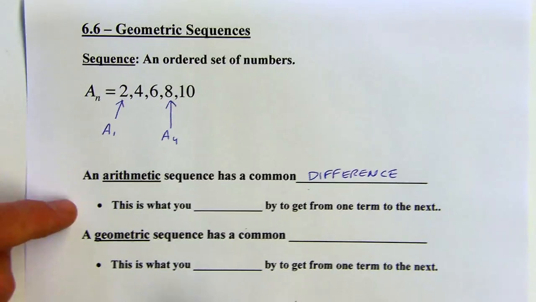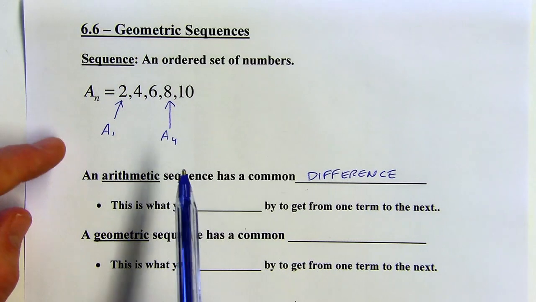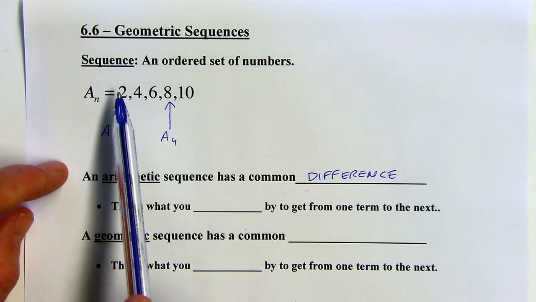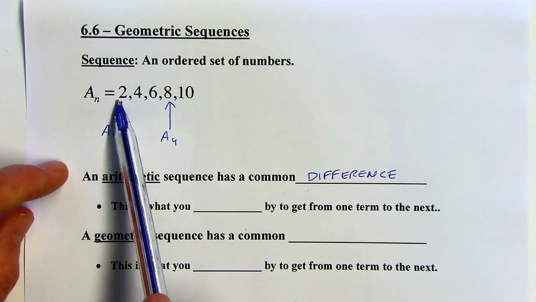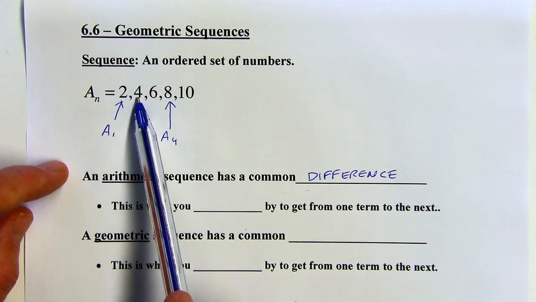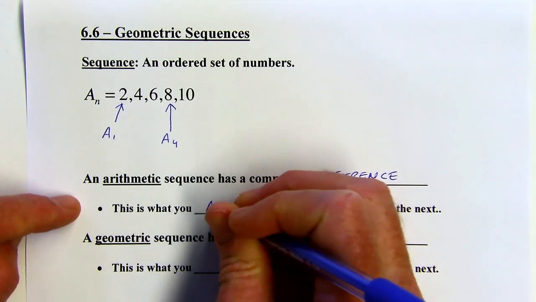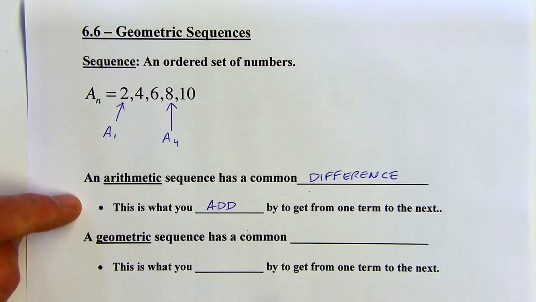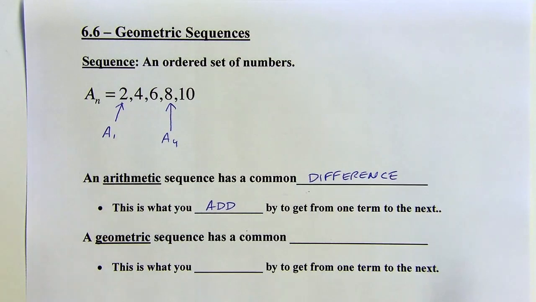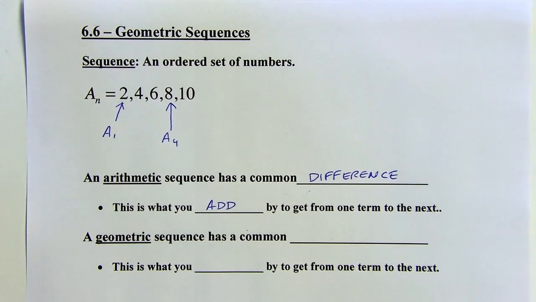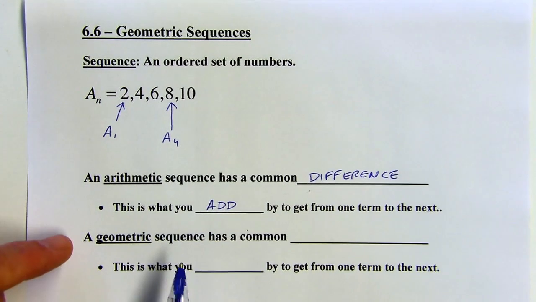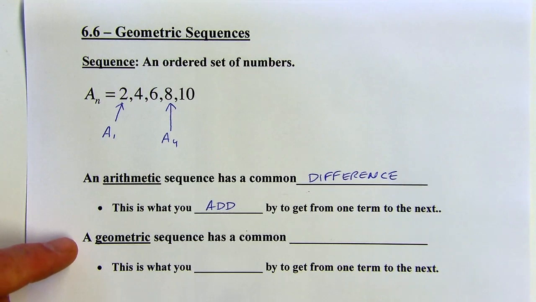And that means you're going to add the same thing to get from term to term. So this happens to be an arithmetic sequence because we're adding 2. 2 plus 2 is 4, 4 plus 2 is 6, and so forth, right? So this is what you add by to get from one term to the next. You could also think of it as subtraction. If you're subtracting the same thing to get from term to term, then you're really adding a negative. So that works either way, okay? But sometimes it's not going to work adding or subtracting.